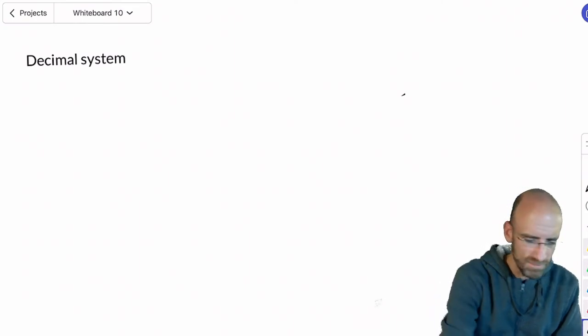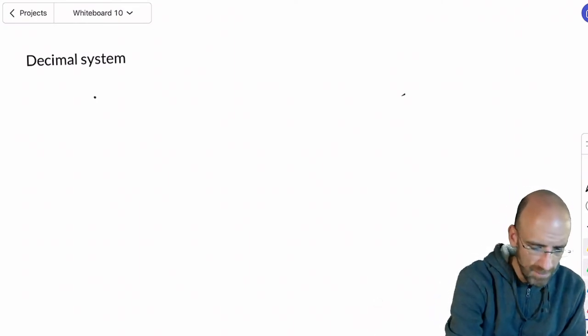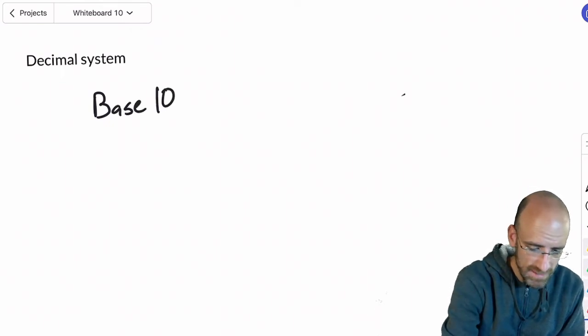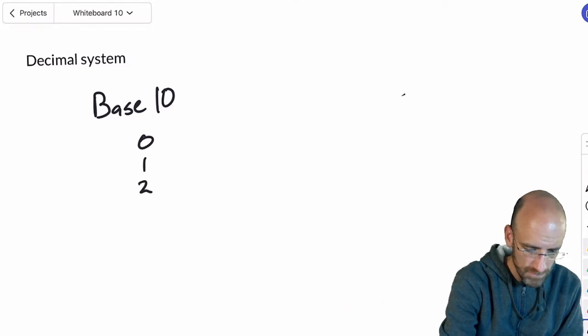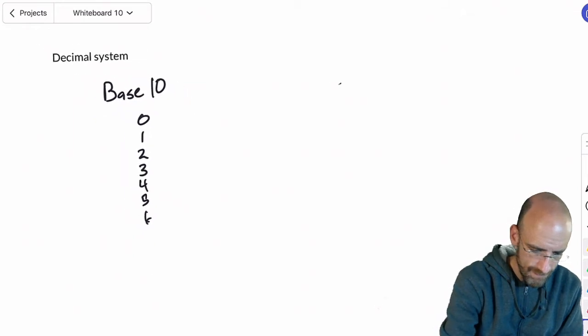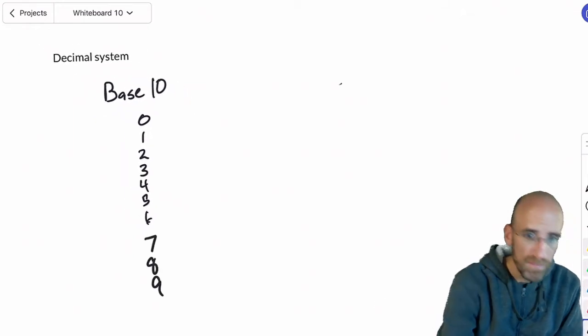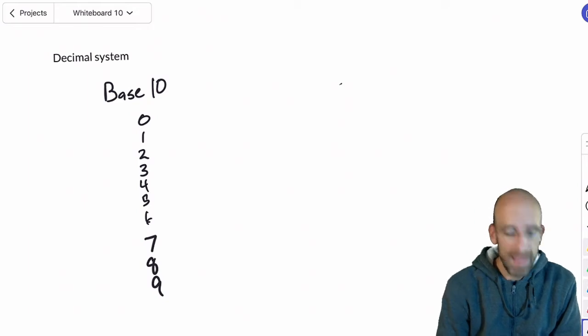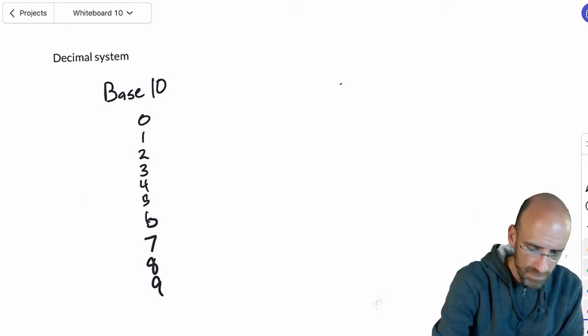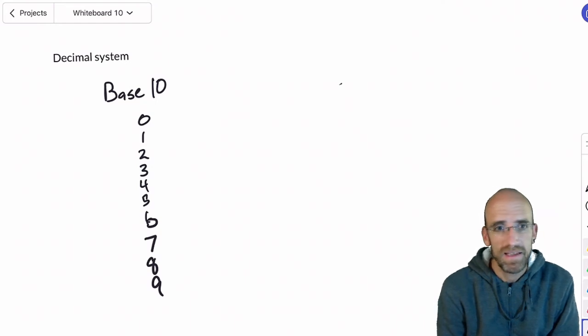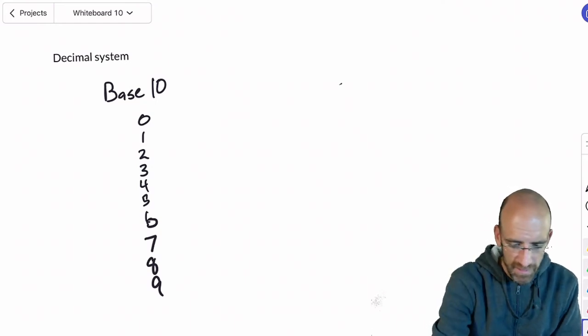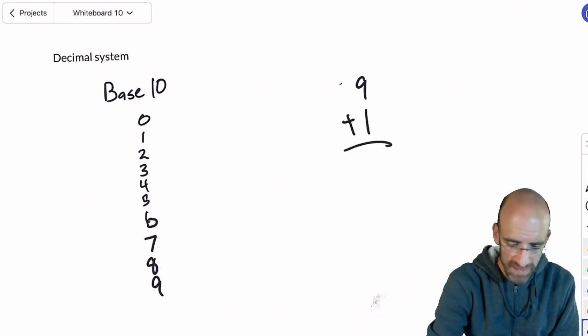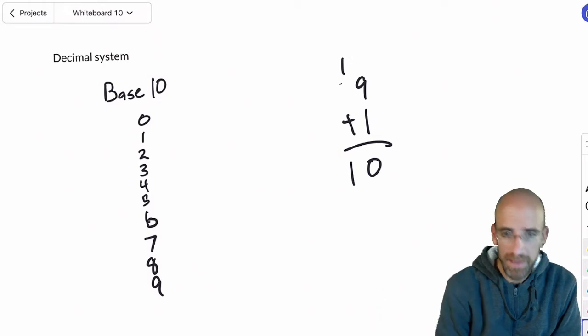So the decimal number system is a base 10 number system, and we have 10 different symbols for our numbers. And after we get to our 10th number, we run out of symbols. And so what we do is we reset our counting system. So 9 plus 1, we reset back to 0 and carry 1 and put a 1, 0.